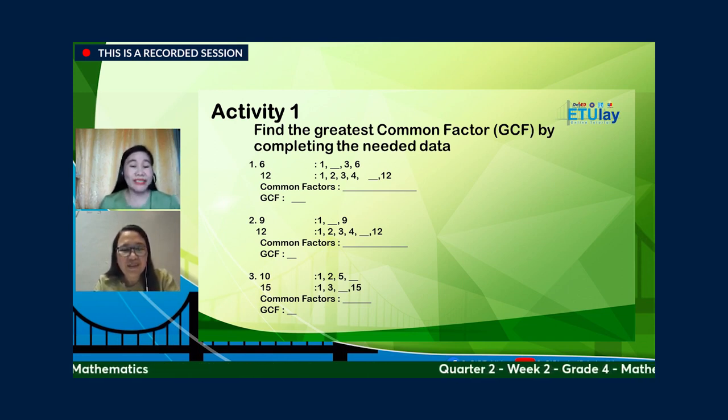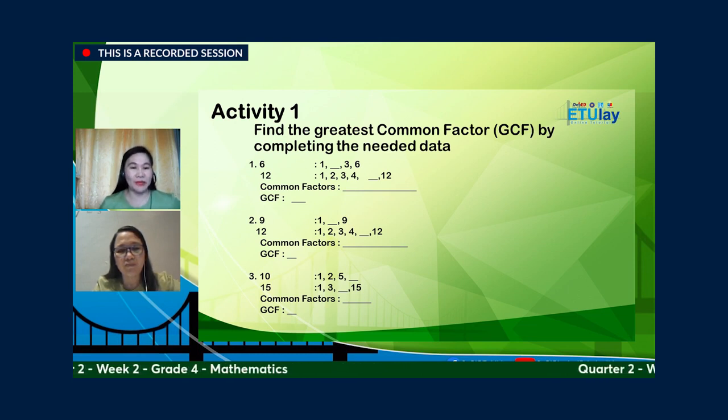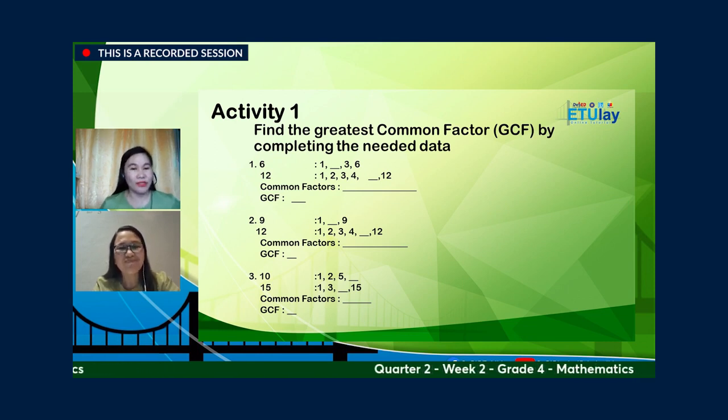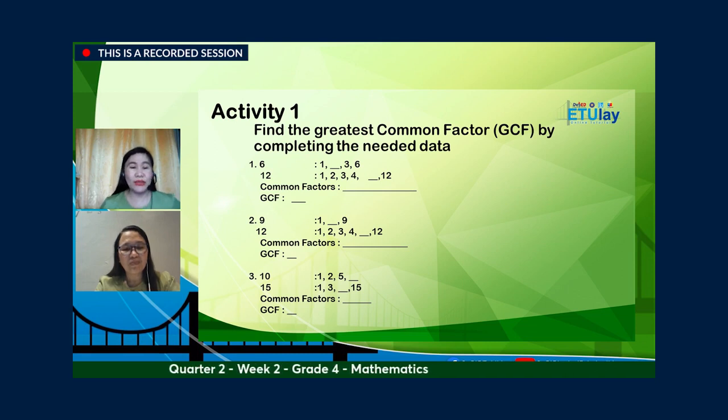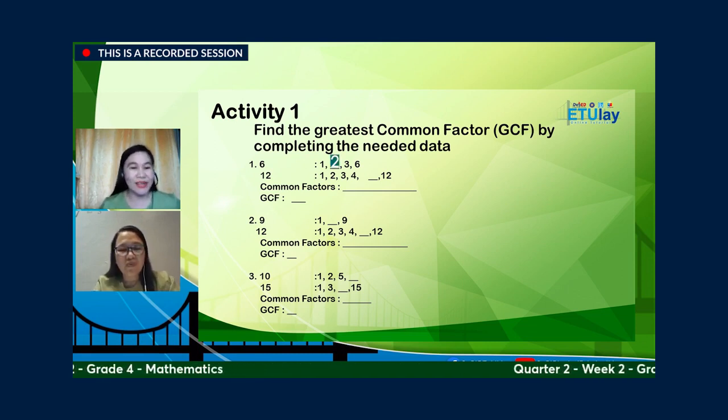So these are examples of the listing method. So nailist na natin yan. We will just find the missing number. So we are going to find the factors of 6 and 12. So we have there 1, blank, 3 and 6. What do you think is the missing number, children? Yes, kung ang sagot nyo ay 2, tama ang inyong sagot.